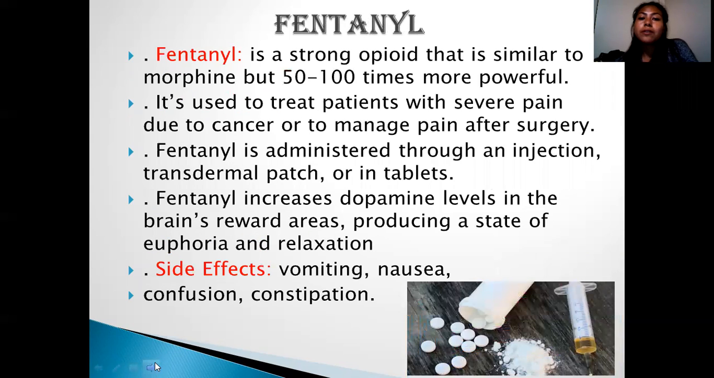Fentanyl, which is a strong opioid that is similar to morphine but 50 to 100 times stronger, is used to treat patients with severe pain due to cancer or to manage pain after surgery. Fentanyl is administered through an injection, transdermal patch, or even tablets. Fentanyl increases dopamine levels in the brain, which leads to producing a state of relaxation and euphoria. Some of the side effects are vomiting, nausea, confusion, and constipation.